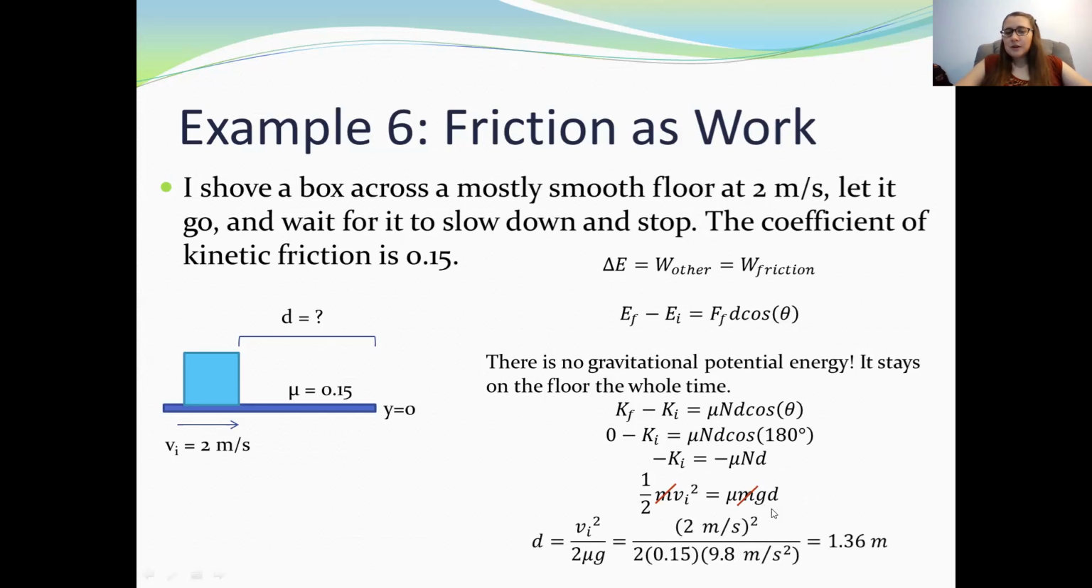And so taking that equation and solving it for just the displacement gives us the V initial squared divided by 2 mu g. Fortunately, we have all of those numbers. So we can just plug them into our equation, plug them into our calculator, we get a displacement of 1.36 meters, which seems fairly reasonable.